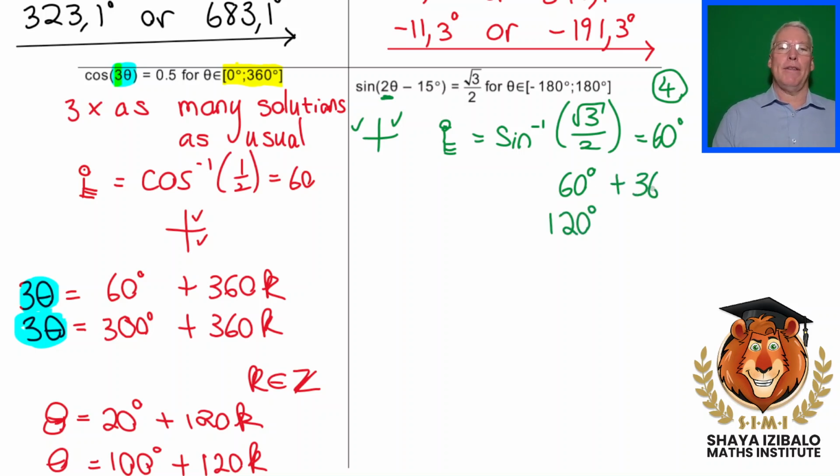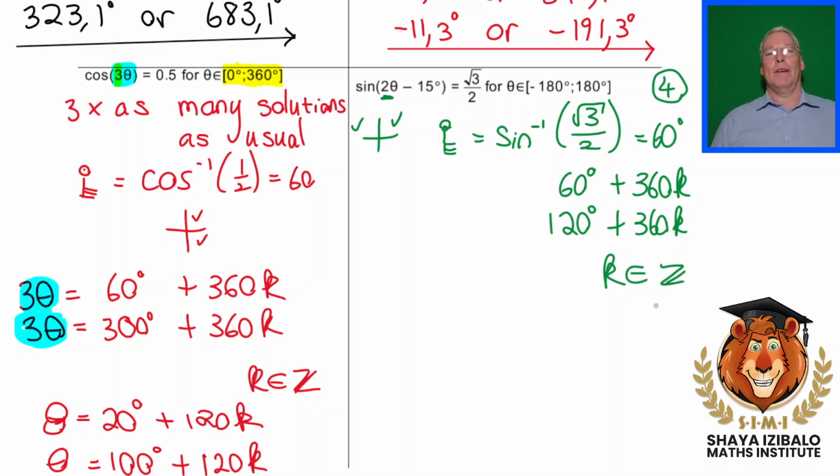To each of them, we can add 360 as often as we like, as long as we are adding a whole number of lots of 360, positive or negative. In other words, k must be an integer. Now, only now do we say, hang on, that's not our angle. That is our angle, but our angle is 2 theta minus 15 degrees. Okay, and this one's 2 theta minus 15 degrees. From here, it's just algebra. We're now going to solve each of those two equations.